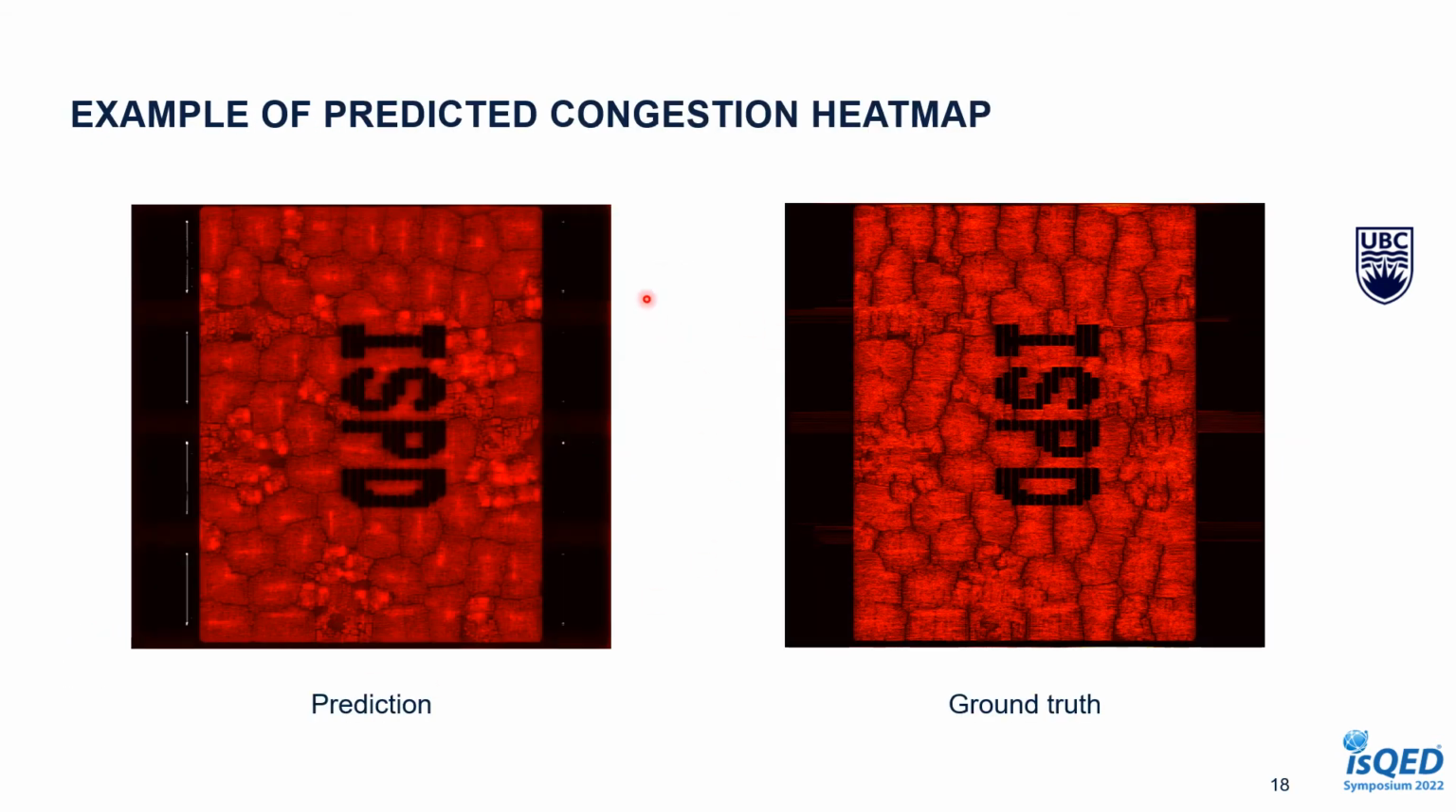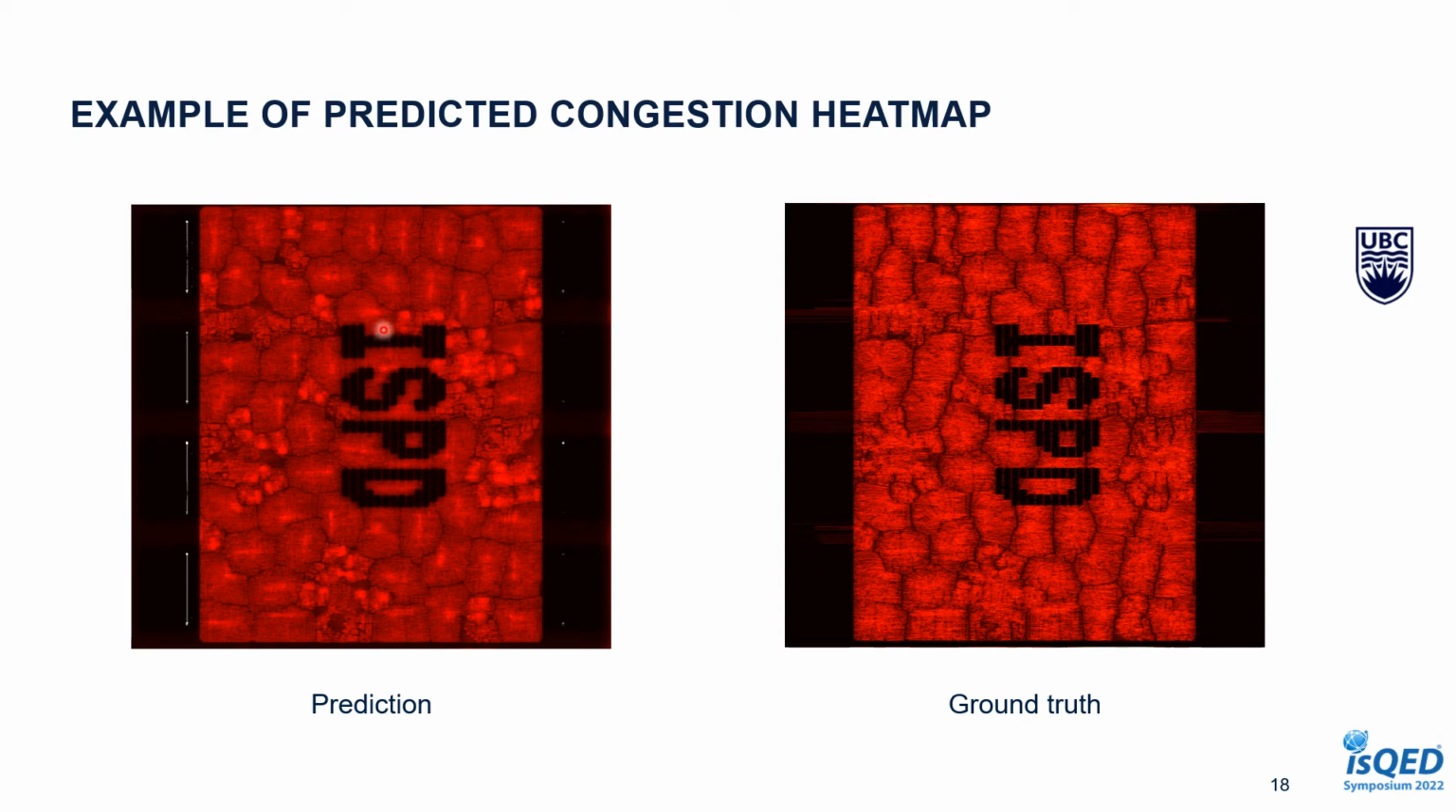And this is an example of our predicted congestion heatmap. On the left is the prediction, and on the right is the ground truth. And in these two images, each pixel is a G-cell, and the brighter it is, the higher congestion level it has. And we chose this image because it's very typical. It's one of the largest and most complicated designs in our benchmarks.